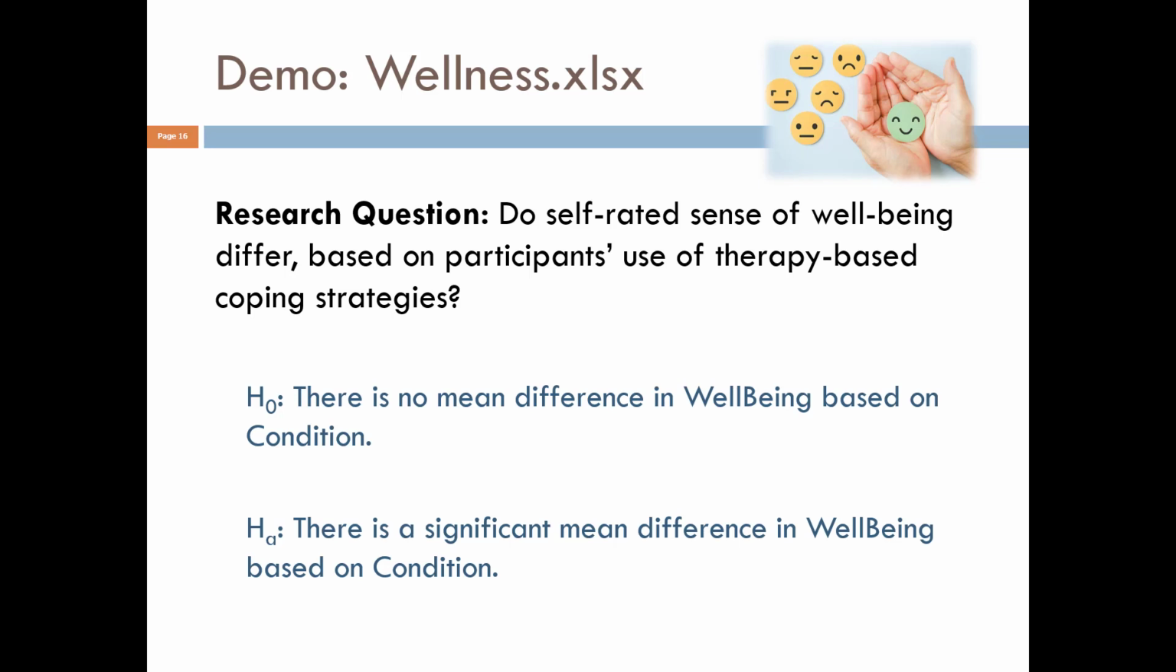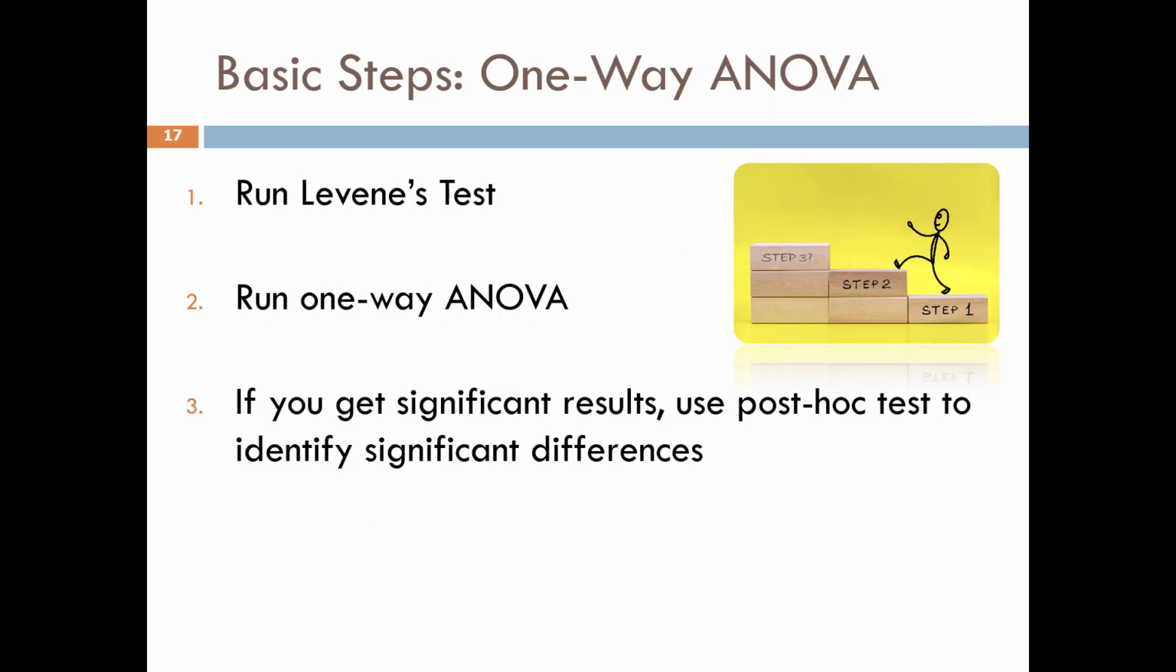Let's take a look at this in RStudio. Before we get there though, let's talk about some basic steps related to running a one-way ANOVA. This is our roadmap, if you will. First of all, you want to run the Levene's test so that you know whether or not the homogeneity of variance assumption is met. That will help you select how to run your one-way ANOVA.